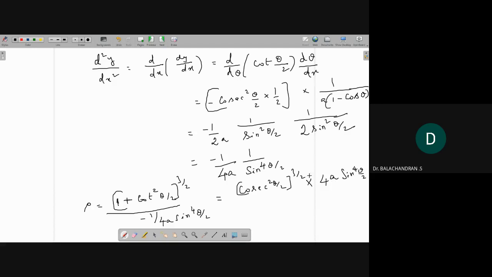Okay, now if you simplify, 2 gets cancelled, this is sine cube theta by 2. Cosecant cube theta by 2 you can write as 1 by sine cube theta by 2, into 4a sine power 4 theta by 2. The final answer is 4a into sine theta by 2.